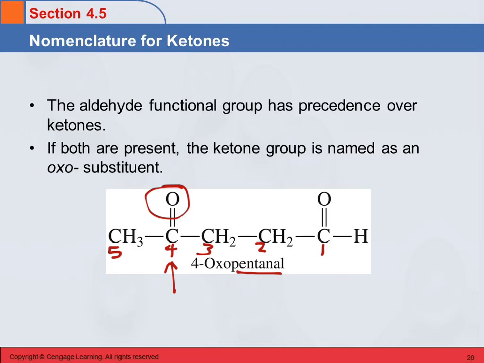So it is a ketone, but the aldehyde's more important. This oxo prefix makes sense to me because we're kind of ignoring the fact that it's a ketone, and we've got an oxygen stuck on there. So it's oxo, not oxy, oxo, 4-oxopentanal. That's not going to come up real often. Any questions?